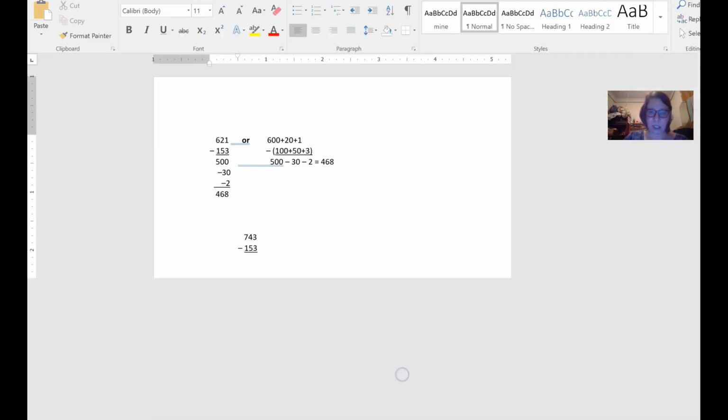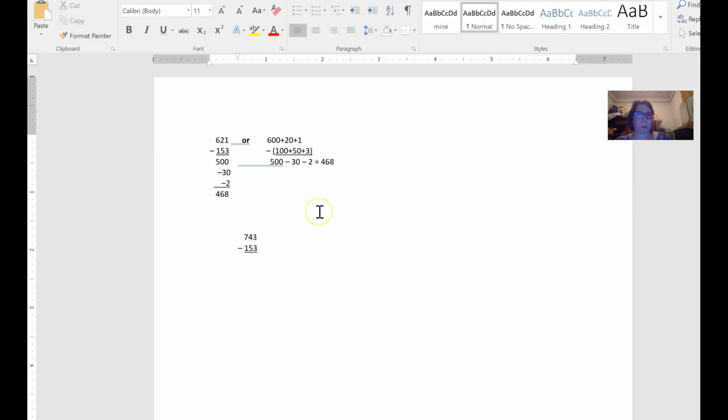Now over here, let's try another one of these types of problems. Right here I have 621 minus 153. I'm going to do 600 minus 100 is 500. 20 minus 50 is negative 30. And then 1 minus 3 is negative 2. So you get 500 minus 30 minus 2 is 468.